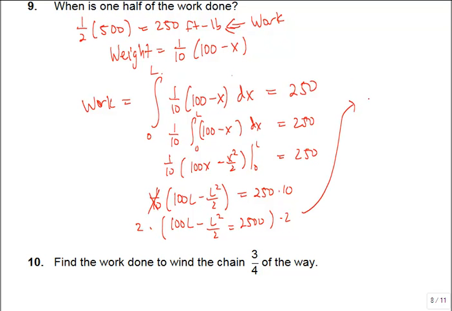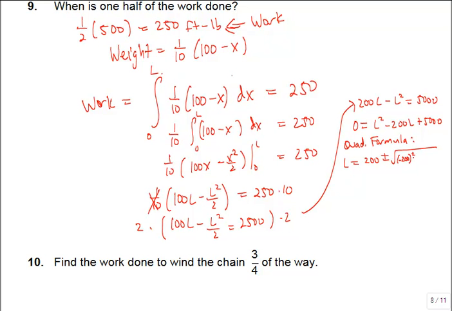So then we'll get 200L minus L squared equals 5,000. And this is a quadratic equation. So if I set it equal to 0, I'm going to have L squared minus 200L plus 5,000. And you're going to have to use the quadratic formula on this because it doesn't look like it's going to factor to me. So the quadratic formula would be minus b, which makes it positive 200, plus or minus the square root of b squared, so negative 200 squared, minus 4 times a, which is 1, times c, which is 5,000, all over 2 times a, which is 1.